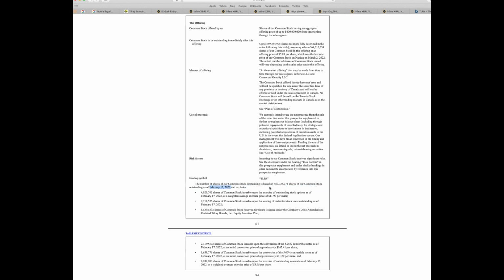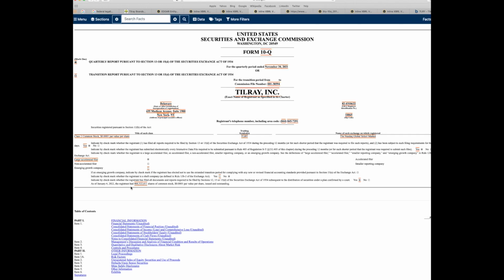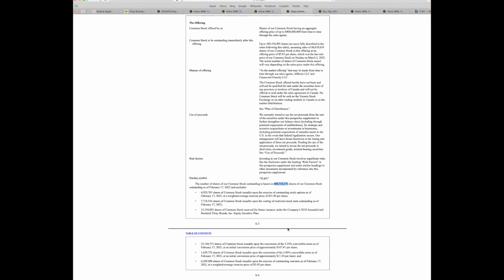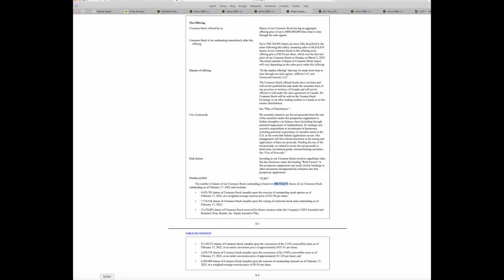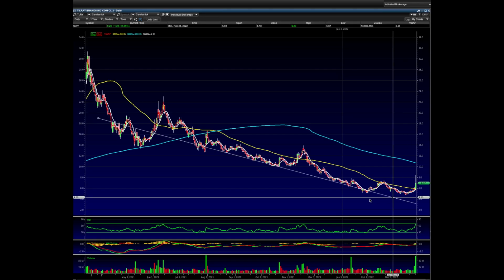So it says right here, February 17th, they have 480,700,000 shares. That's kind of interesting because from January 4th, where they have 466, they have 480 on February 17th. So there's 14 million shares of dilution in less than a quarter. We're talking from here to here. So there's been a lot of dilution taking place.